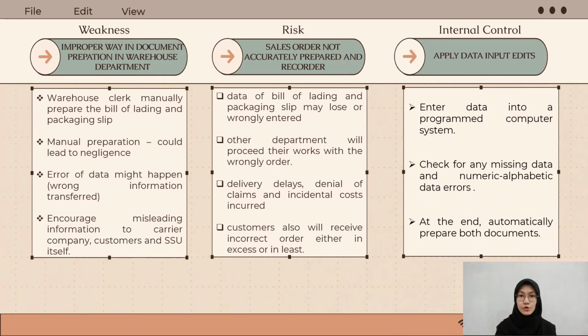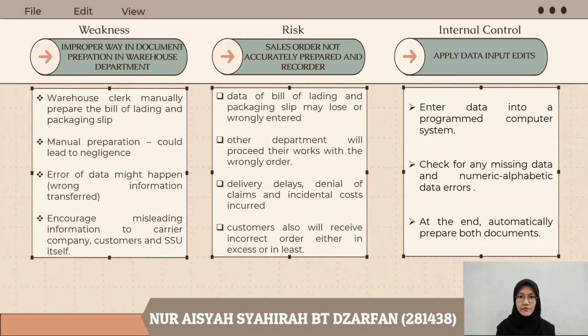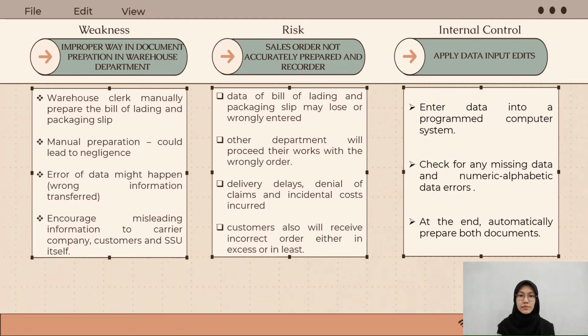So when it comes to internal control, it is highly recommended for SSU to apply data input edits, which is under IT controls, to overcome this weakness. The first step to apply it is that the warehouse clerk should enter the data of the bill of lading and packaging slip into a program computer system. Then the system will check for any missing data and numeric or alphabetic data errors entered by the clerk. At the end, the system will automatically prepare both documents to prevent data errors.